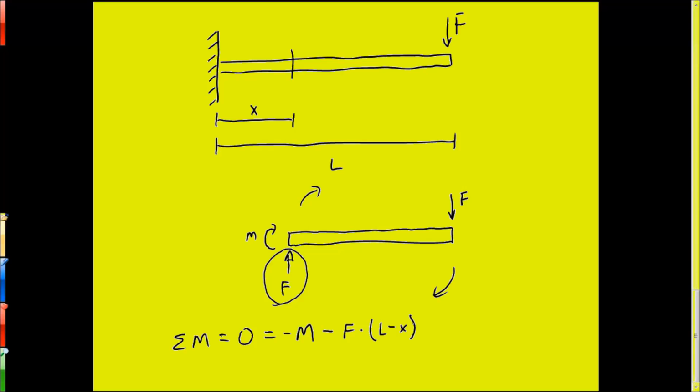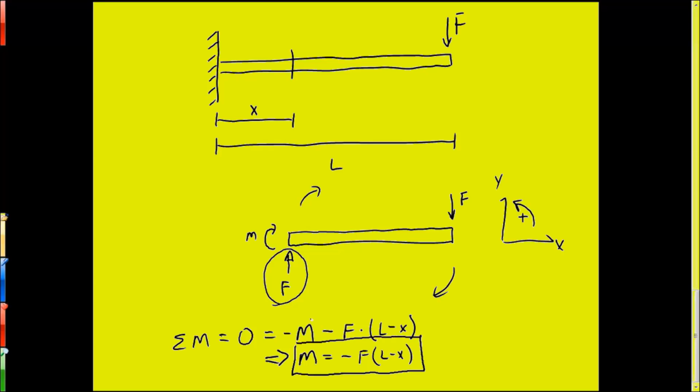If you remember your right-hand rule, when we're looking at a coordinate system with the standard X and Y, a moment in the counterclockwise direction will have a positive value. And in this case, the moment at the internal face we've drawn as a negative value because of our sign convention, and the force is acting downward, and so therefore we have a negative moment from that as well. When we solve for the moment M, then we get M is equal to minus F times (L minus X).